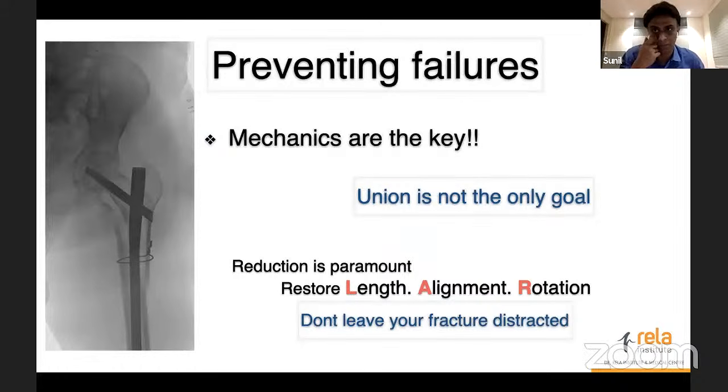Remember, reduction is paramount, otherwise most subtrochs will fail whether you nail or plate them. You need to restore length, alignment, and rotation, and make sure you do not leave your subtroch fracture distracted. This is bound to fail as well. So if you want to prevent failures, you need to restore the proximal femoral mechanics.